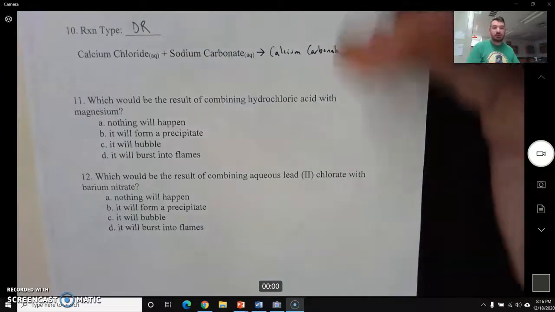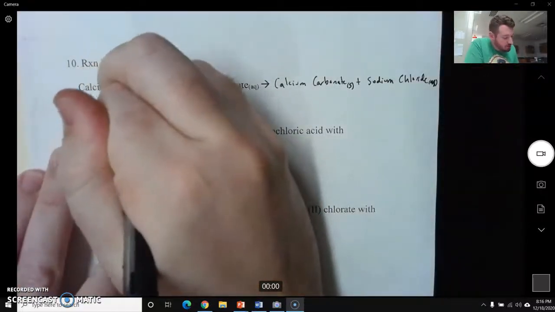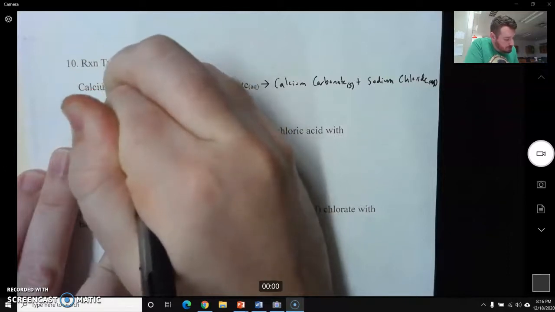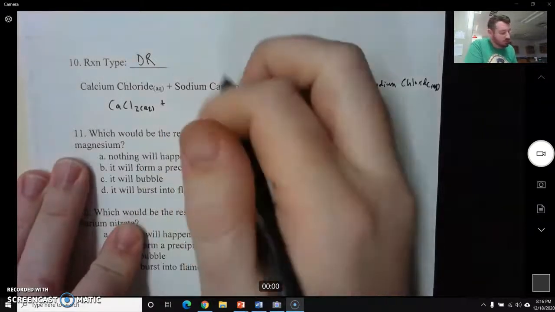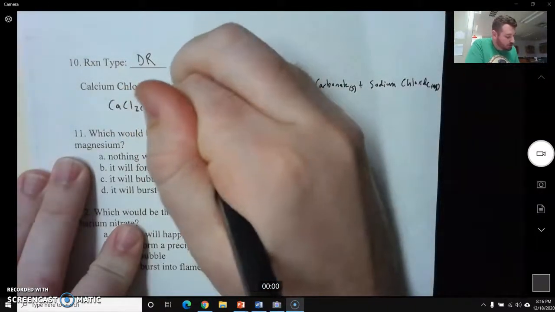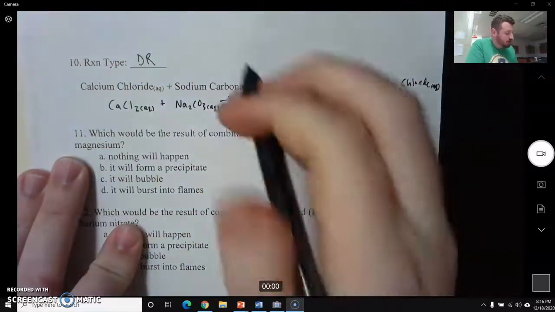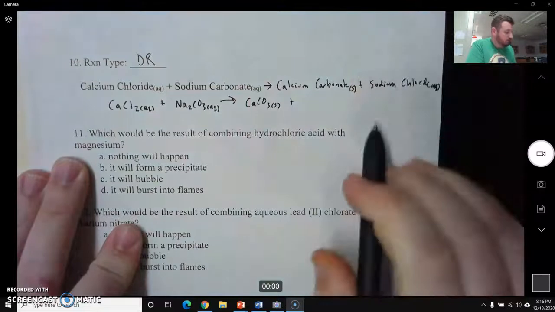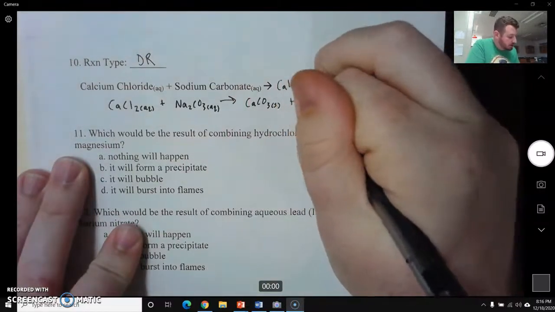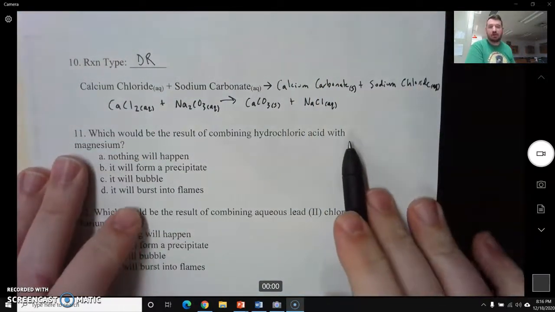All right, but we're not done. We need to put this into a balanced chemical equation. All right, so calcium chloride would be CaCl2, and it is aqueous. Right, it is very important for these double replacement reactions that you have all of your phases written in. Sodium carbonate would be Na2CO3. Again, this is aqueous. And it produces calcium carbonate, CaCO3, solid, plus sodium chloride, NaCl, aqueous.